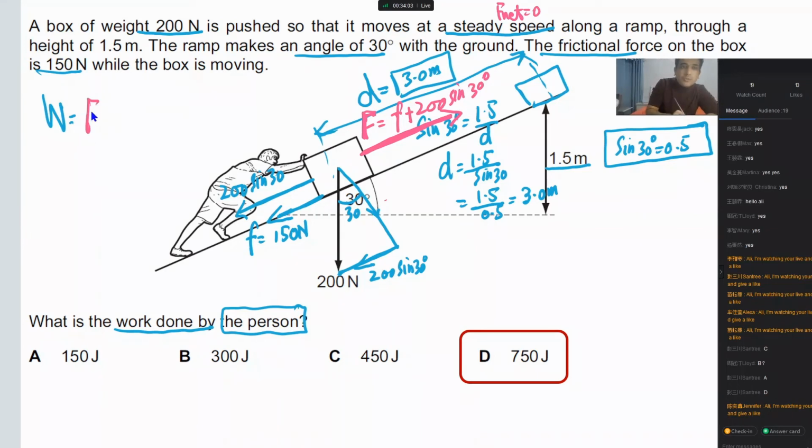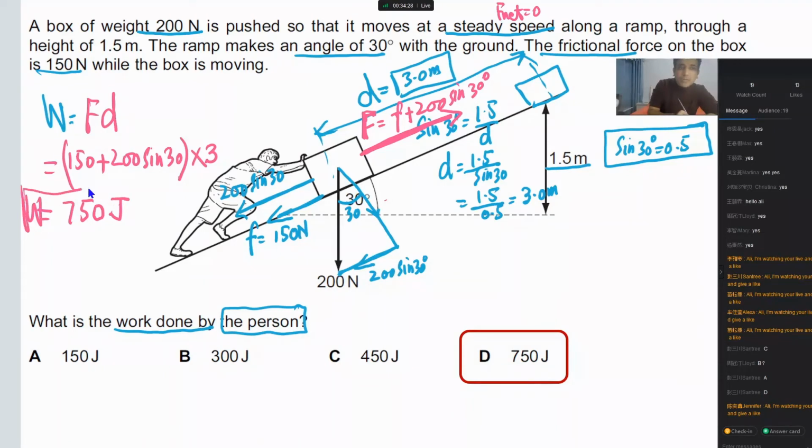Now simply you can use W is equal to F times d. F is 150, the frictional force, plus 200 sine of 30 degrees, multiplied by the distance. The distance we calculated is 3 meters. If we solve this, your answer should be 750 joules. So this is how you can calculate the work done, and this is how you can answer.